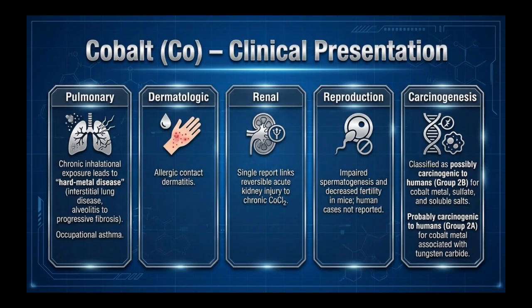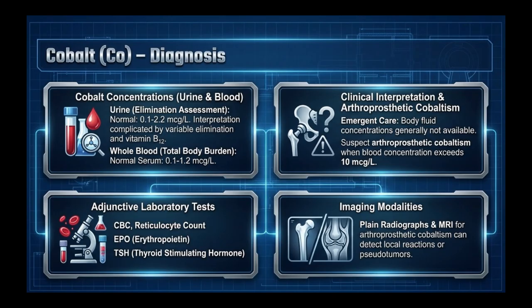Exposure to cobalt in the lungs may increase the risk of lung cancer, although these studies are often complicated by exposure to other substances. Body fluid cobalt concentrations are not readily available for emergent clinical care. Adjunctive tests that support a diagnosis of cobalt toxicity include complete blood count, respiratory count, erythropoietin concentration, and thyroid-stimulating hormone concentration. These tests reflect exposure levels or potential toxic effects. For arthroprosthetic cobaltism, imaging tests such as plain radiographs and magnetic resonance imaging can detect local reactions or pseudotumors. However, these imaging techniques do not diagnose systemic toxicity but rather indicate risk.